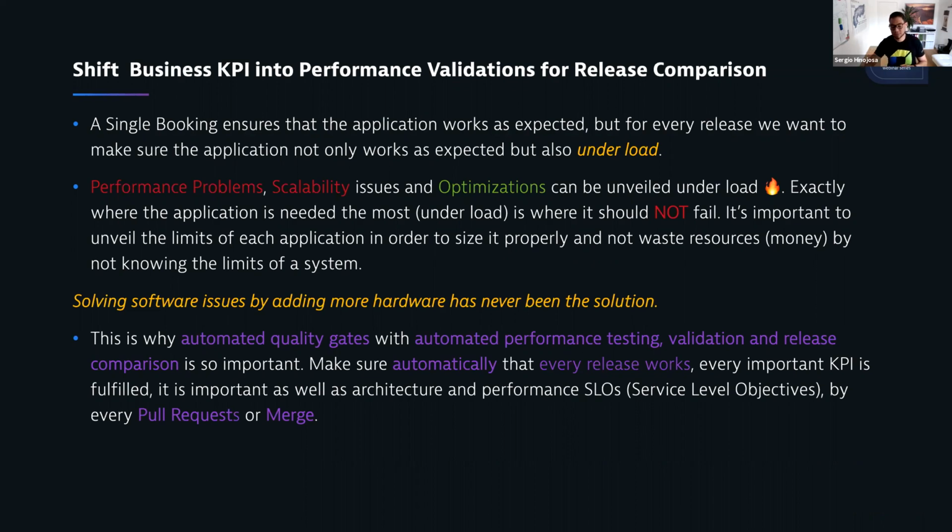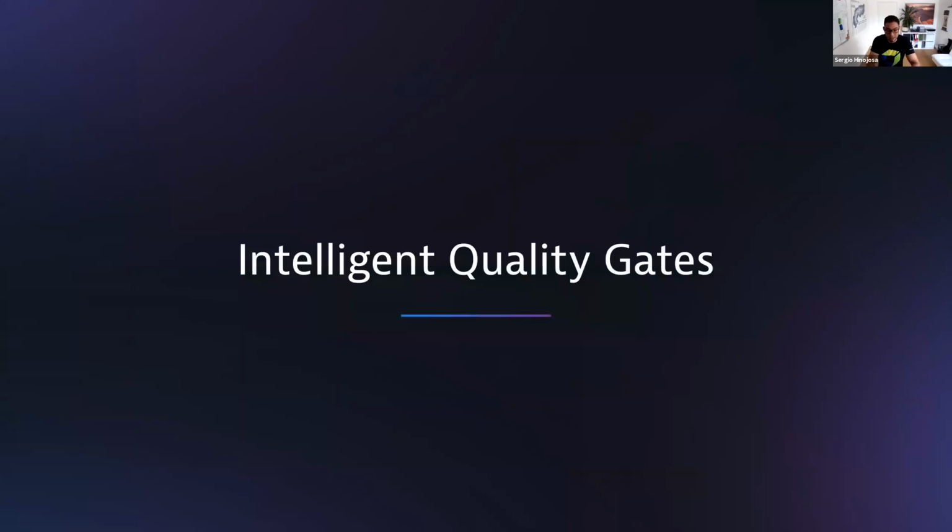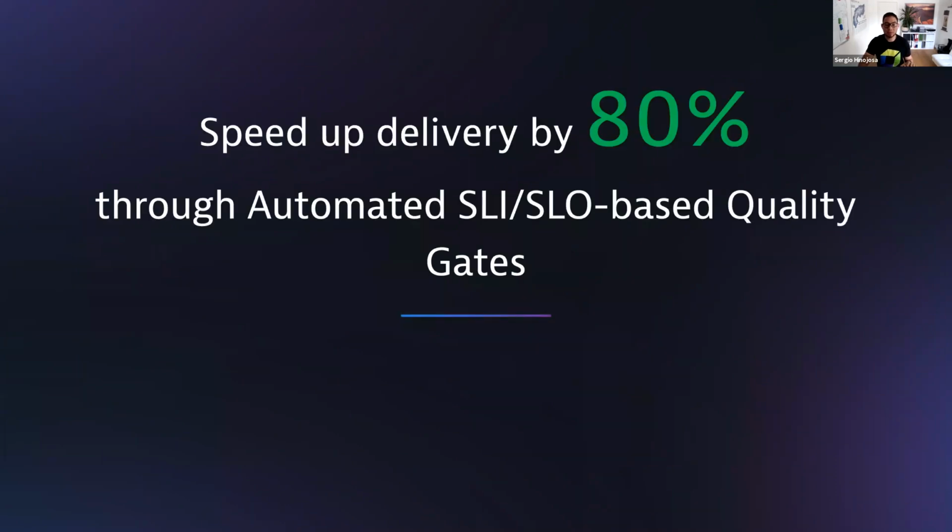This is very important. So how do we build this? We call this intelligent quality gates because it's not only about a quality gate, but we're calling it intelligent because we're bringing Dynatrace into the mix. We're evaluating with the PurePath and the full stack observability, right? And what we achieve with this is speeding the delivery by over 80% by automating with SLIs and SLOs. SLIs and SLOs stand for service level indicators and objectives, right? It's shifting the SLAs from production all the way into your staging or development environments, okay?